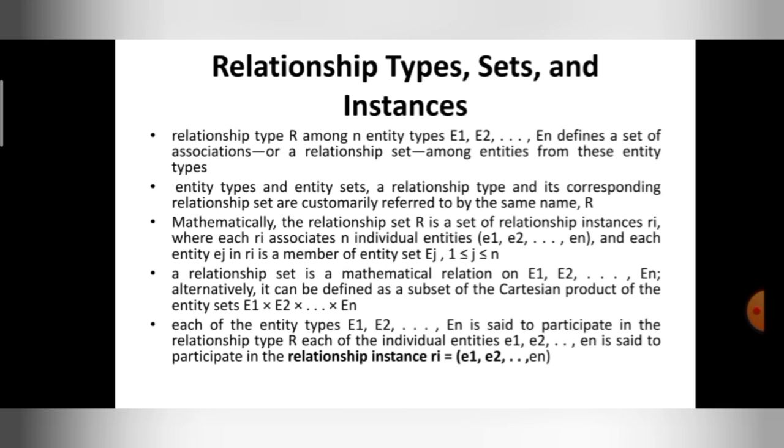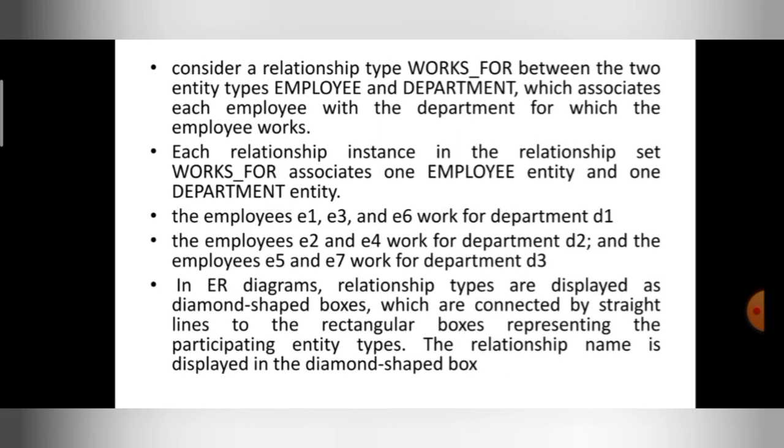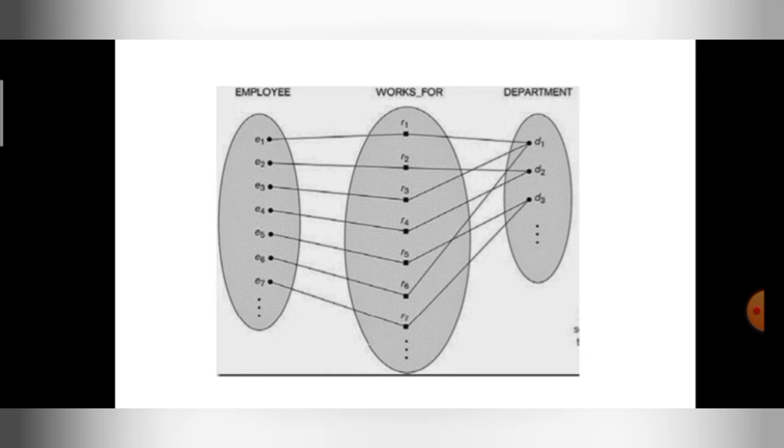I don't want to make you confused, so this is the simple example. The employee can work for the department. This is the relationship. Next, consider a relationship type works for between the two entity types, employee and department. Each employee works for a department, and you can see here E1, E2, E3, E4, E5, E6, E7 are instances of the employees. That is 7 employees. D1, D2, D3 are instances of the department. How many departments? 3 departments.